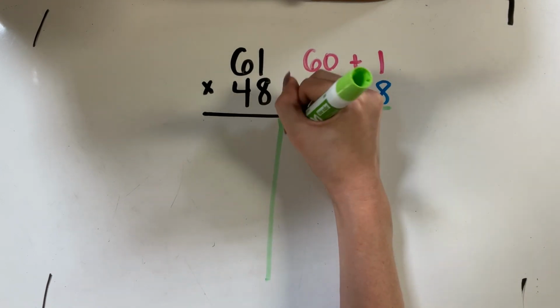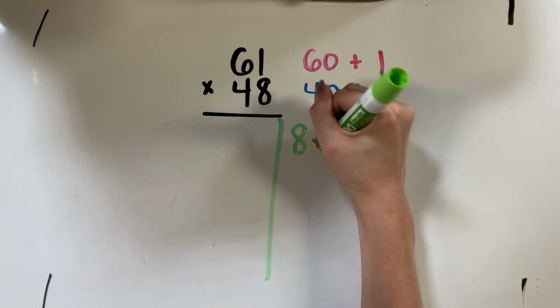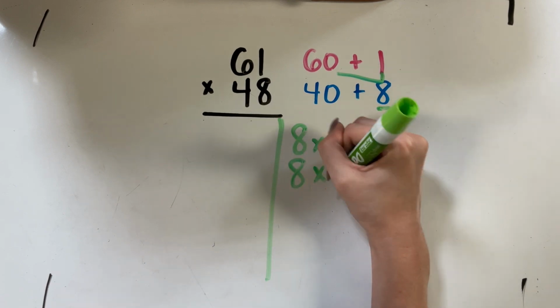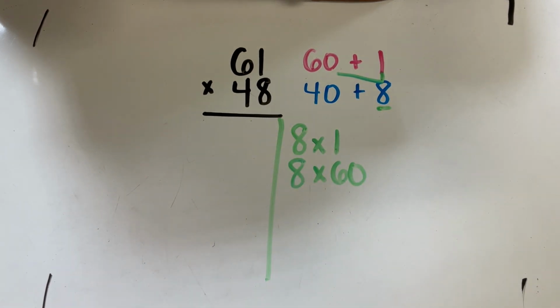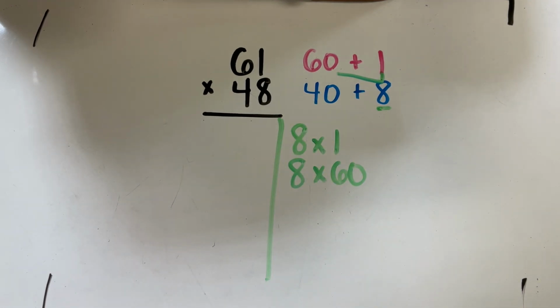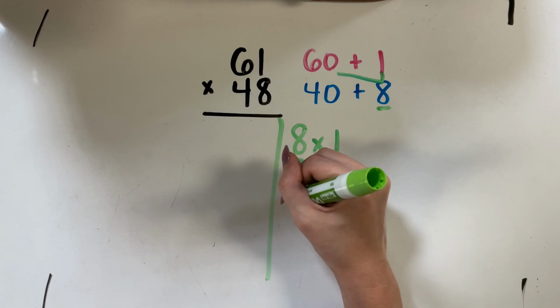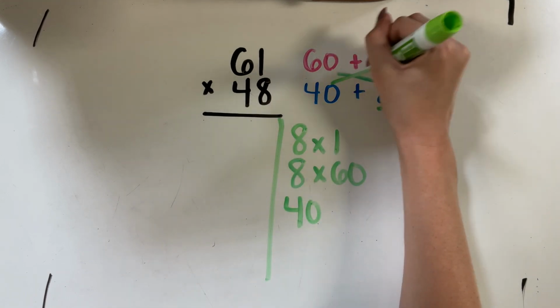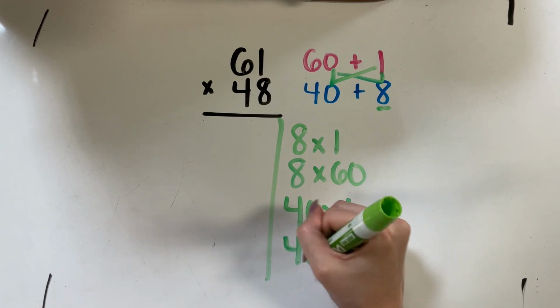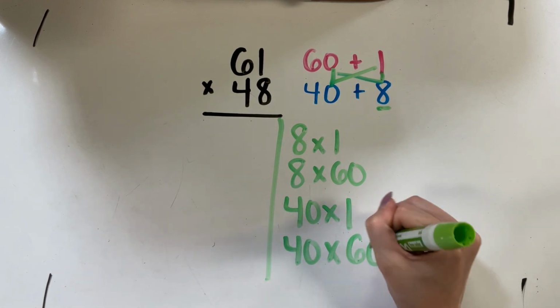So I've got 8 times 1, 8 times 60. Doing the same steps again with my 40. Why don't you try writing down the two numbers that I need to multiply 40 by? Yes, we are going to multiply 40 times 1 and 40 times 60.